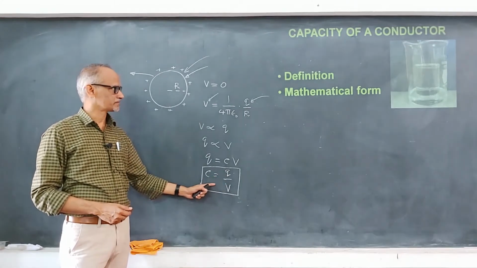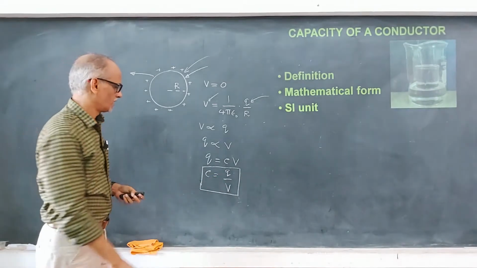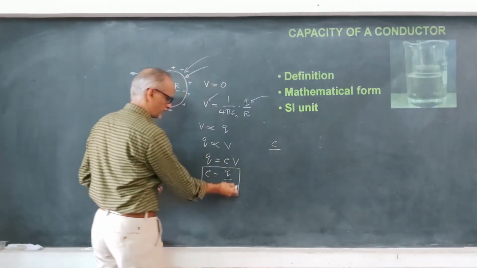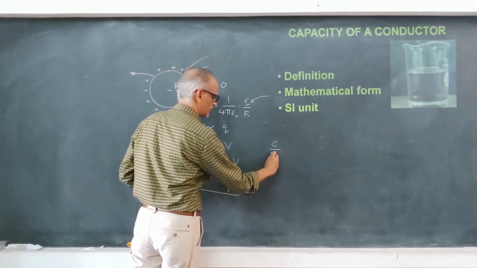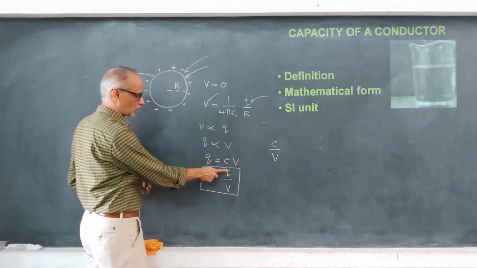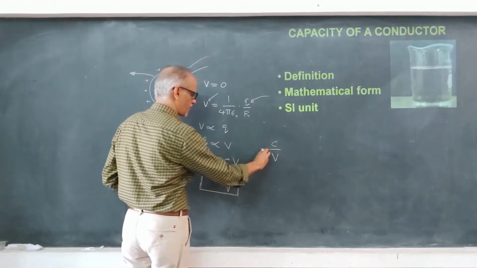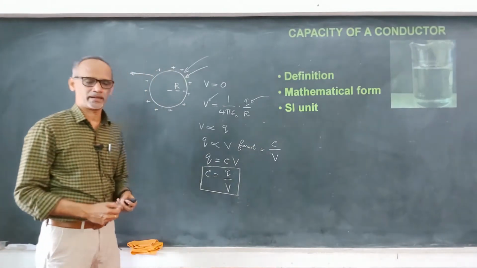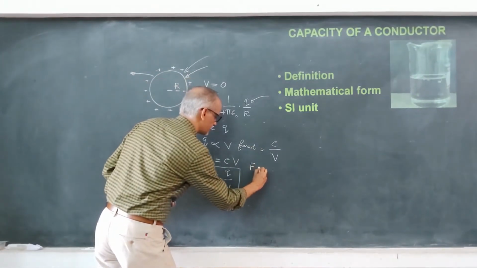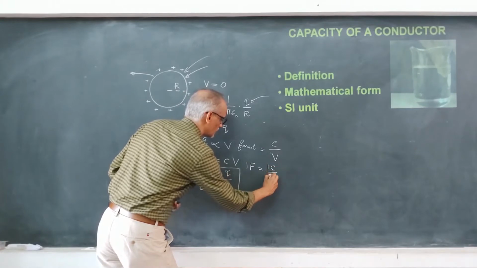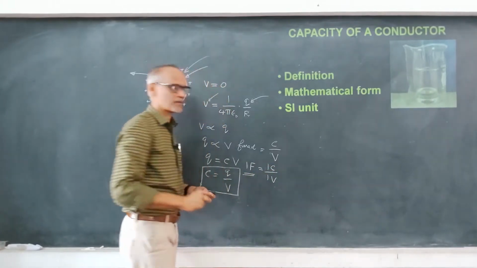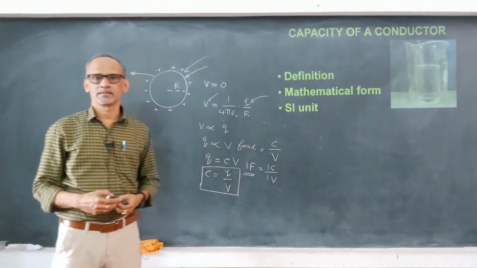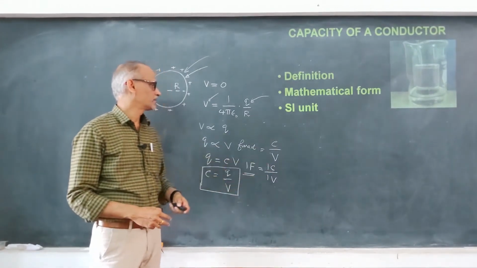Remember, very important. What is the SI unit of it? Q is a charge, measured in terms of coulomb. V is a potential difference, measured in terms of volt. So coulomb per volt is the unit, but for which we have a basic unit called farad, whose symbol is F. So 1 farad is equal to 1 coulomb by 1 volt. Farad is named after Michael Faraday. So farad is the SI unit of capacitance, which is equal to 1 coulomb per 1 volt.